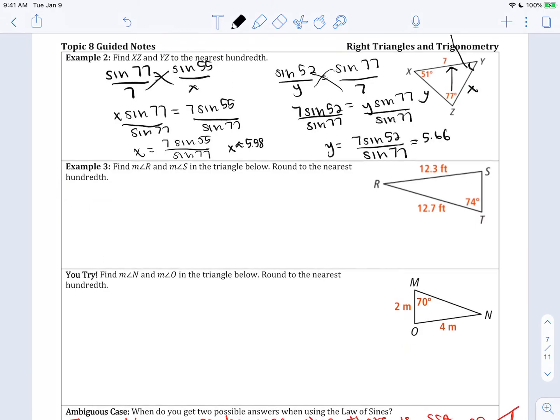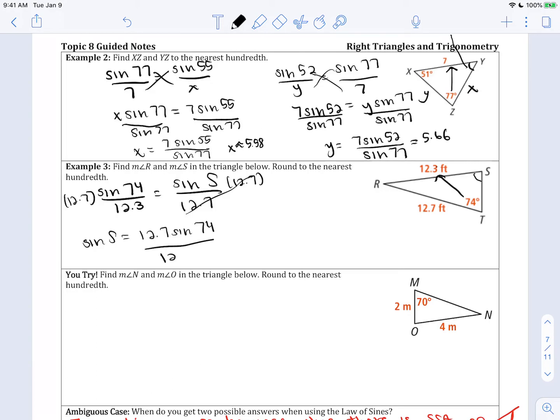So for this next one, we have two sides and an angle, right? You always set it up, sine of an angle with the side opposite. So sine 74 over 12.3. And we don't know the measure of this angle s. I'm trying to find the angle, so sine of s over 12.7. I want to get sine s by itself, so I'm going to multiply by 12.7. Right, that cancels this out. So I have sine of s equals 12.7 sine 74 over 12.3.